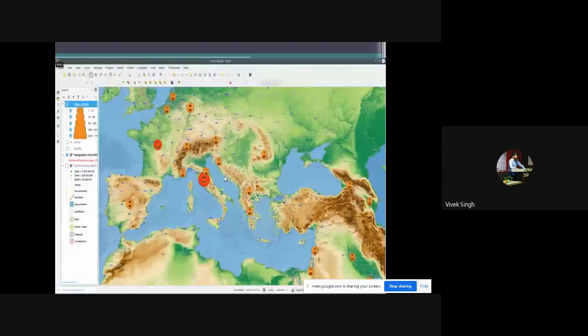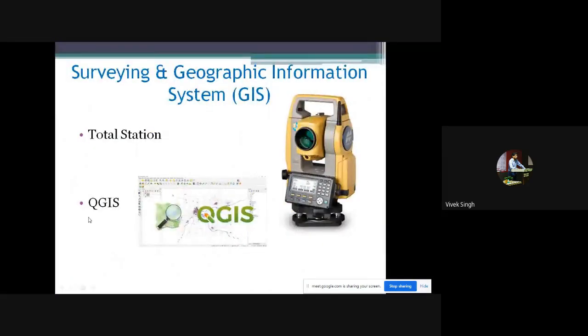And a very important thing, QGIS is free for all. It's an open source software. The full form is Quantum GIS. GIS means Geographic Information System. You can just go to the QGIS website and you can download this software for free. That's Quantum GIS, and that's open source.